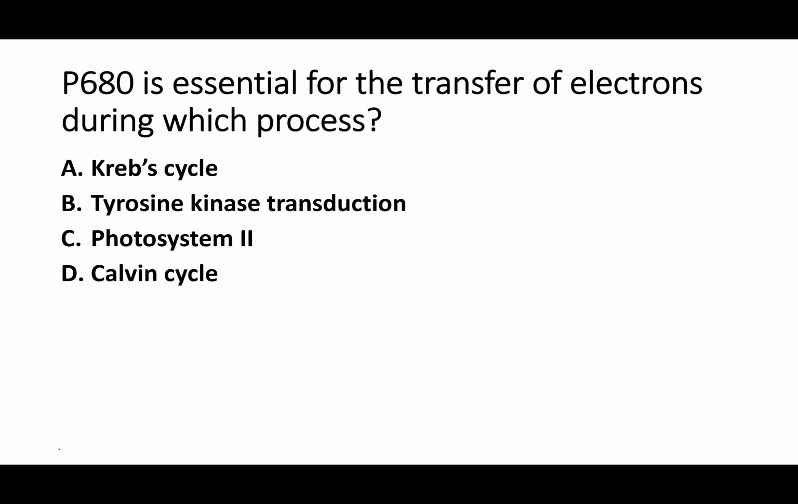P680 is essential for the transfer of electrons during which process? P680, not P700, is photosystem 2. Again, you could panic when you see this question, but you're talking about transferring electrons. We've not talked about this ever. Krebs cycle has nothing to do with photosynthesis, and the Calvin cycle has nothing to do with electrons.